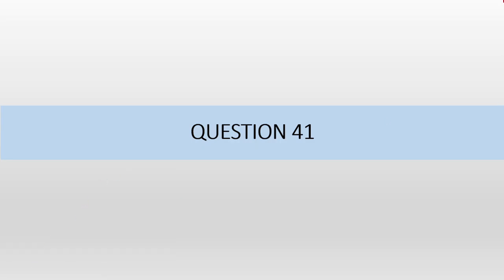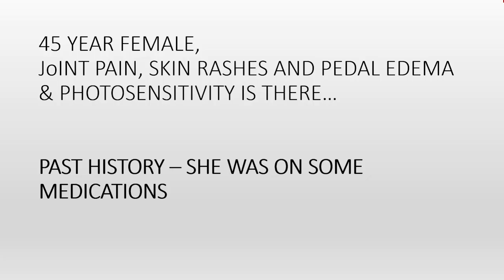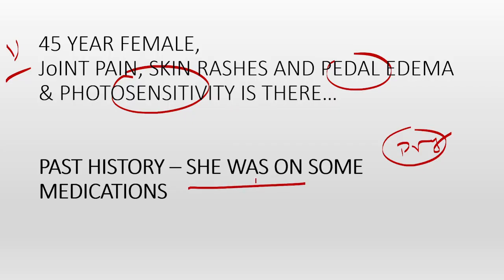Question number 41. A 45-year-old female with joint pain, skin rash, pedal edema, and photosensitivity. Clinically, whenever you are in the OPD, if you get this kind of history, you can make the diagnosis as systemic lupus erythematosus. But there is a condition called drug-induced lupus, where a past history is very important.